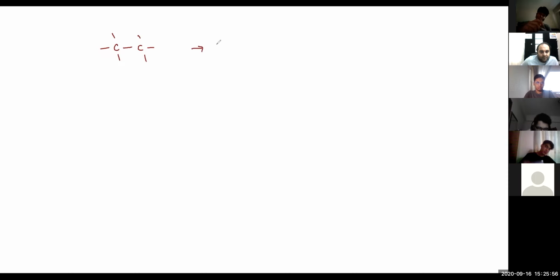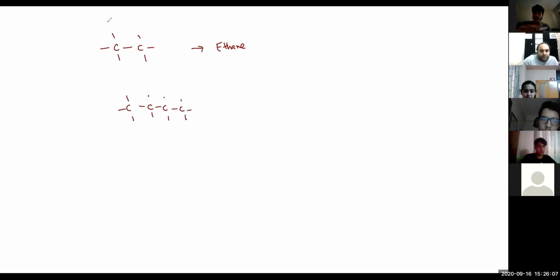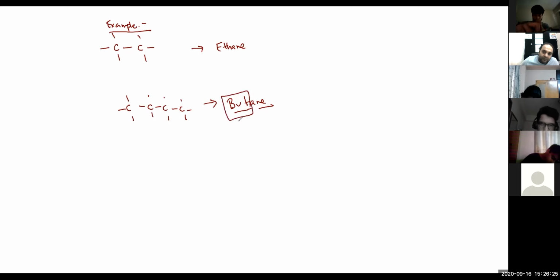What is the name of this? Ethane. What is the name of this? Example. Butane. So why is it butane? So but is the word root. Ane is the primary suffix.